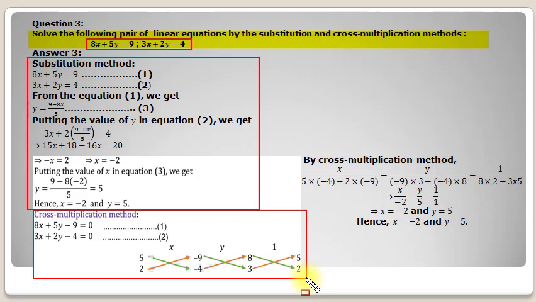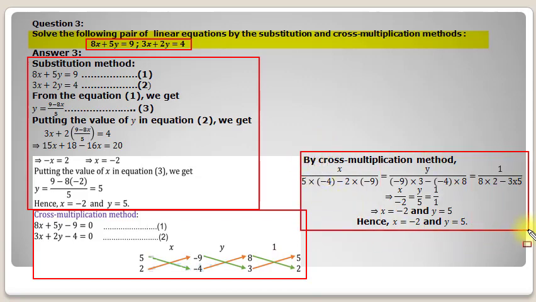You all know how to solve a pair of linear equations by the substitution and cross multiplication methods. Since I did not have space here, I have written the remaining part of the cross multiplication solution here. So you can see the solution. If you are not able to do it, or if you are making some mistakes, I would recommend that you try to solve this question yourself.